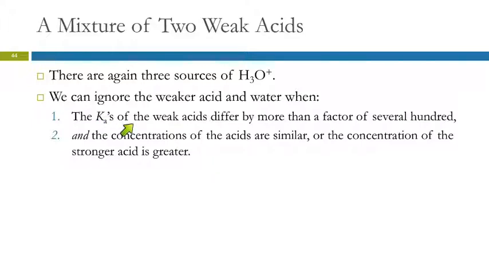But this first one, the Ka's being different by more than a factor of several hundred, that's telling us that the stronger weak acid has a Ka that's like 1,000, 10,000 times bigger. Then we can see that that equilibrium is going to have more effect than the weaker weak acid. And if we have a high concentration of the stronger acid, that's going to have an even greater effect. Now, if the weaker acid is much higher in concentration, then we have to consider all of them.